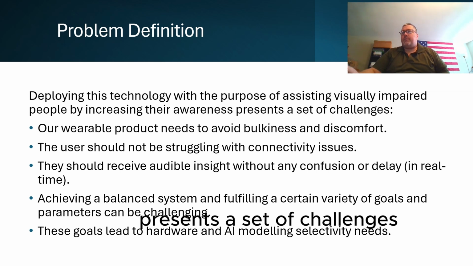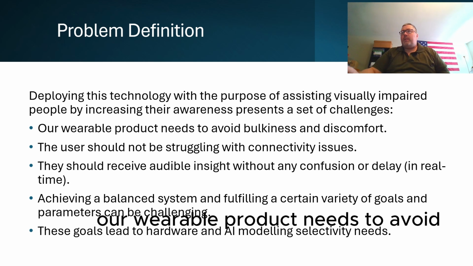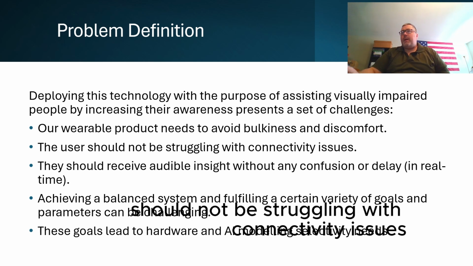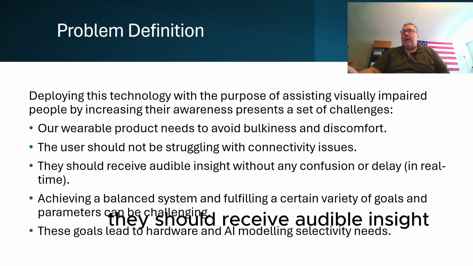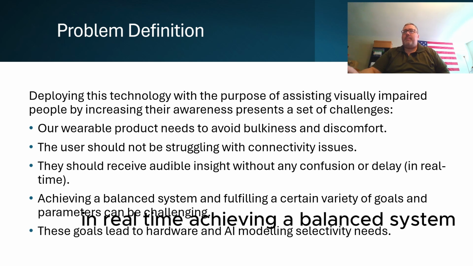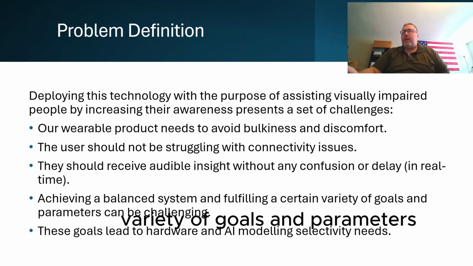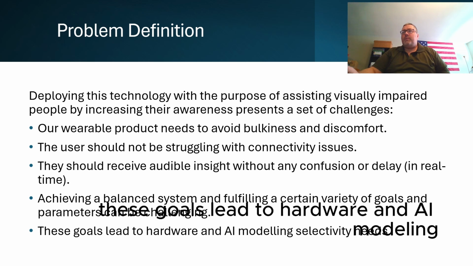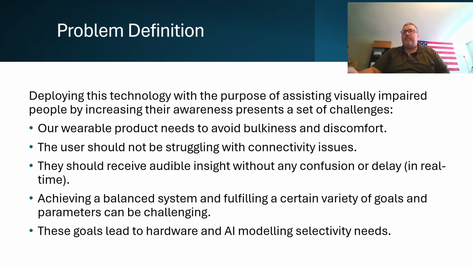Problem definition. Deploying this technology with the purpose of assisting visually impaired people by increasing their awareness presents a set of challenges. Our wearable product needs to avoid bulkiness and discomfort. The user should not be struggling with connectivity issues. They should receive audible insight without any confusion or delay in real time. Achieving a balanced system and fulfilling a certain variety of goals and parameters can be challenging. These goals lead to hardware and AI modeling selectivity needs.